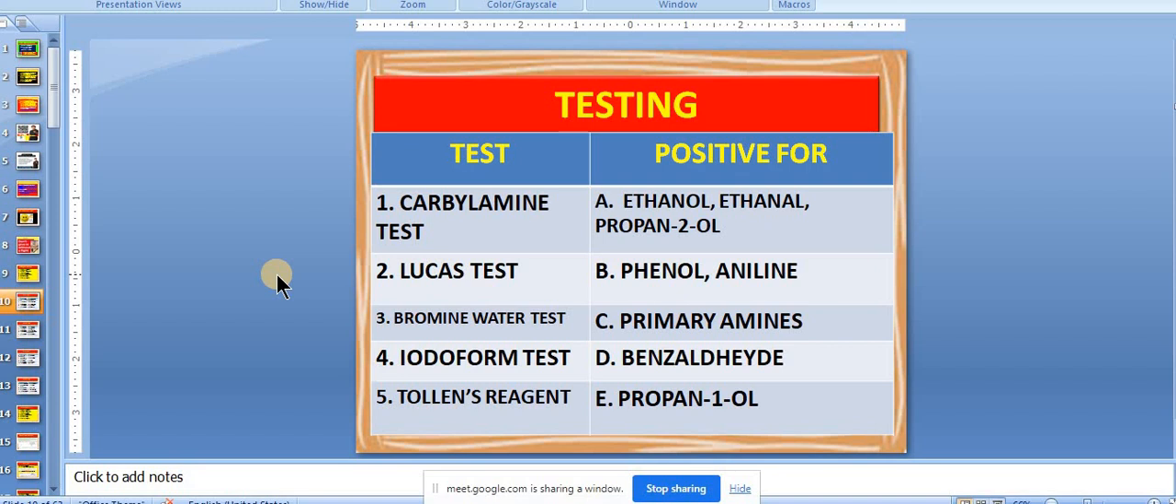Carbylamine test will be related with what? Lucas test will be related with what? Bromine water test will be related with what? Iodoform test is related with what? Tollen's reagent test is related with what? I am waiting for your response in the chat box. Then we can start. Anjana ma'am, please help me read the responses.